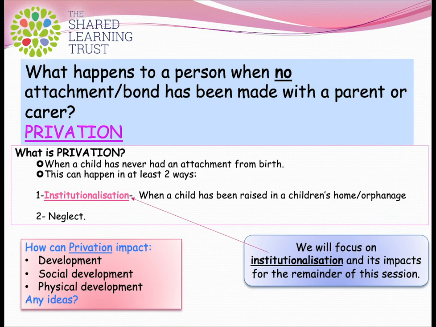Privation is the term used when no attachment or bond has been made with the main parent or carer from birth. Privation can be formed in two different ways. The first through institutionalisation, which is when a child has been raised in a children's home or an orphanage, and the second is neglect. We will focus on the institutionalisation on the next slide and its impact for the remainder of this session.